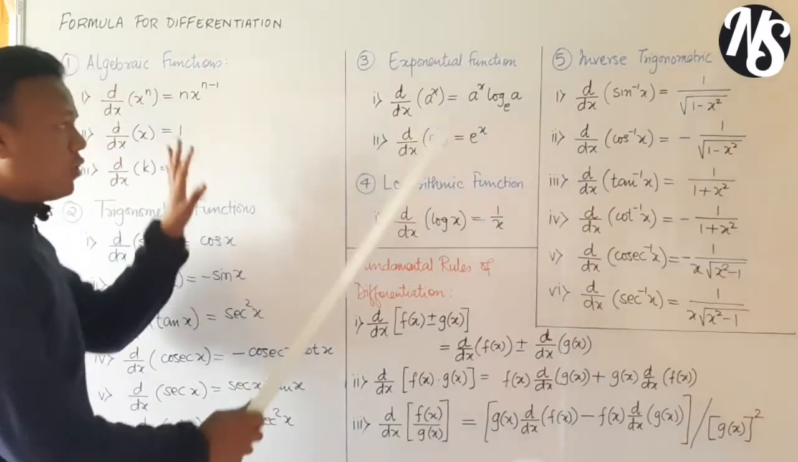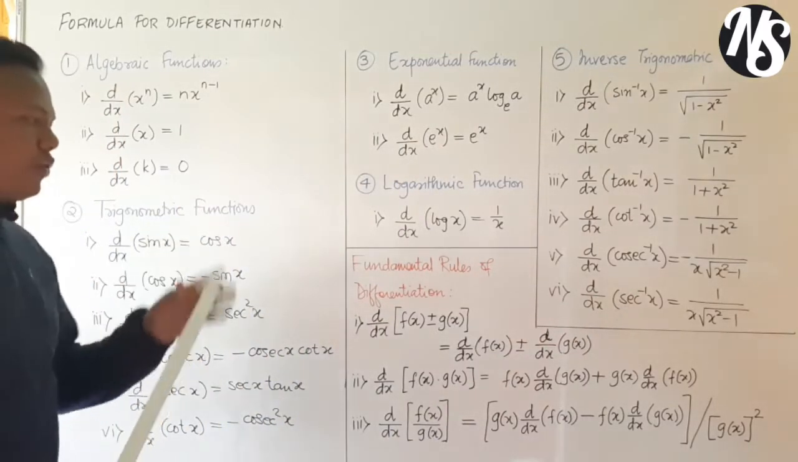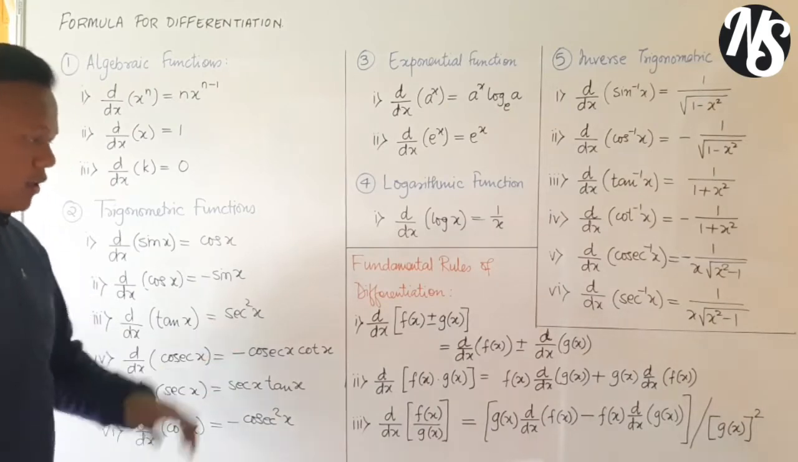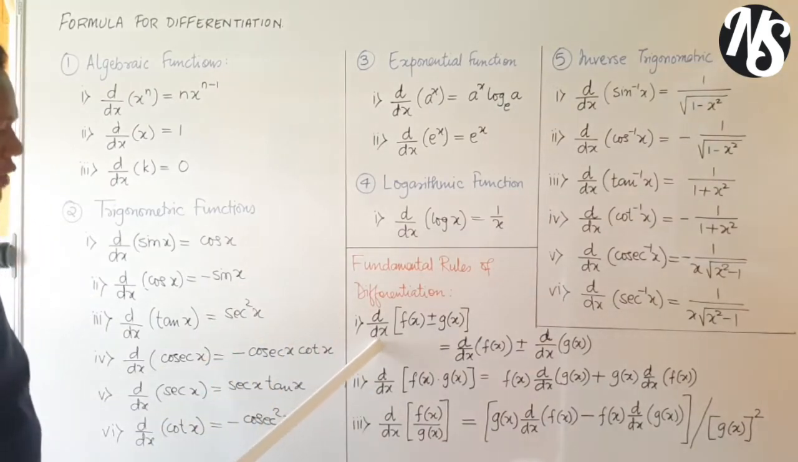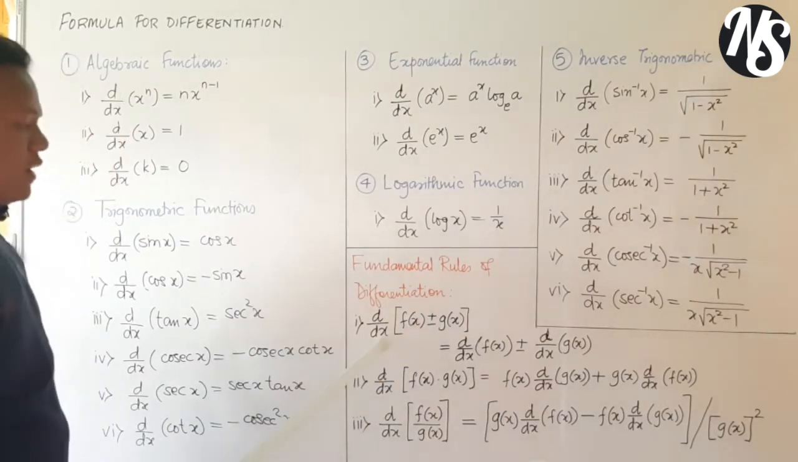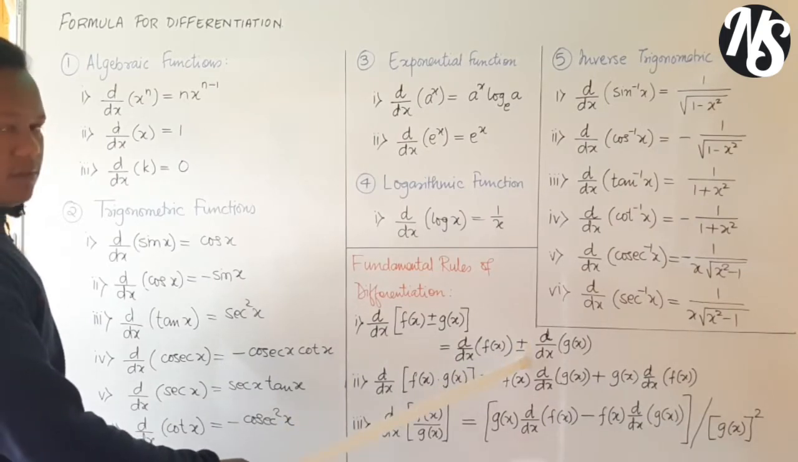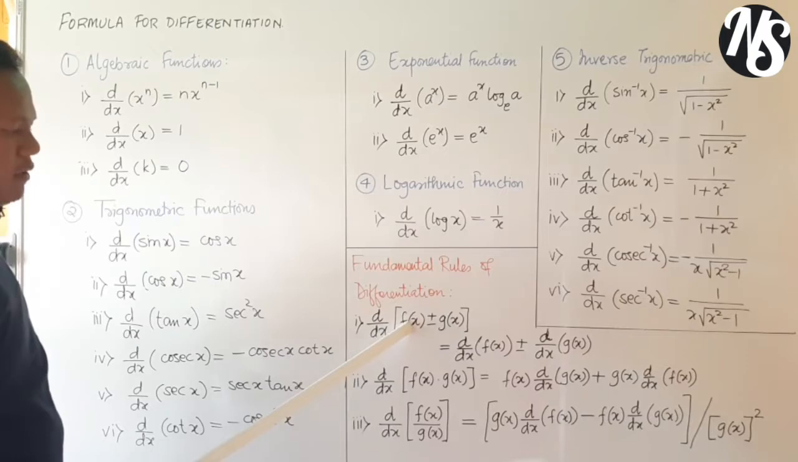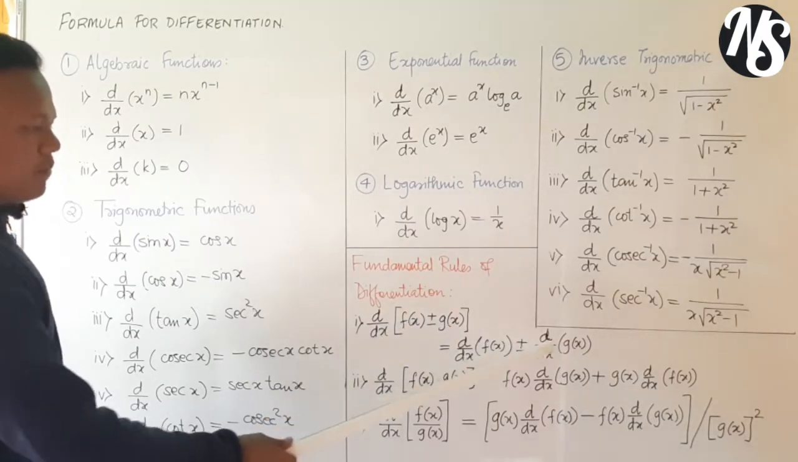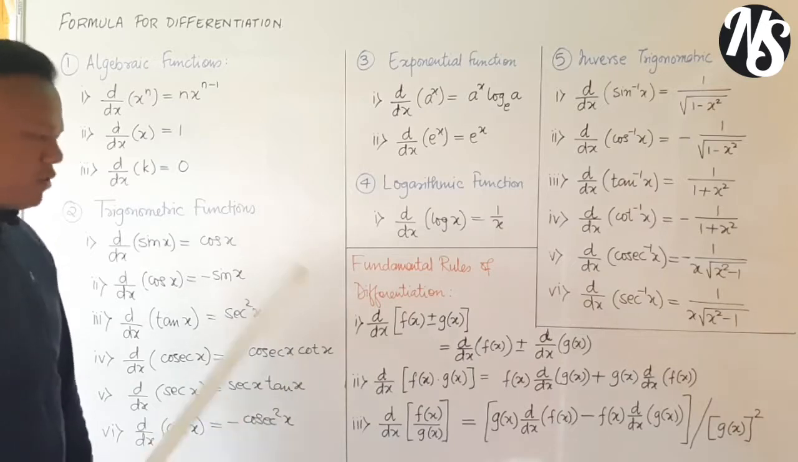Alright, so this is all about the formulas. Now let's see a few fundamental rules of differentiation. For example, if you have the sum or difference, plus or minus, of two functions f and g, then the derivative rule says that you can leave your plus and minus. First find the derivative of f, find the derivative of g, and add or subtract them. So this is the rule. You need to remember this.